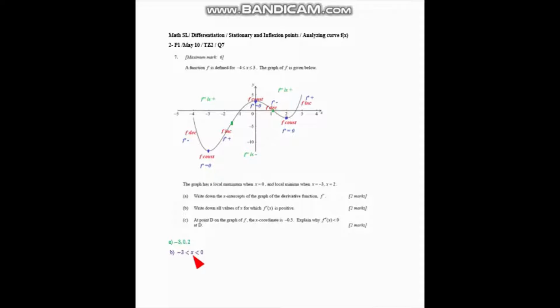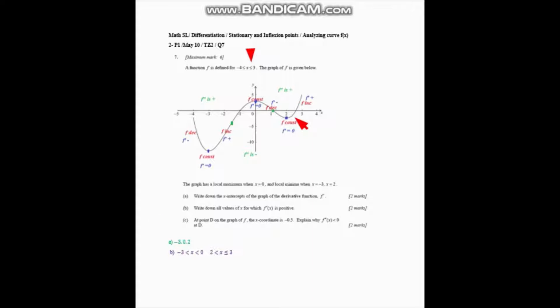As for the second region, which is right there, it is described as follows. 2 is less than x less than or equal to 3, simply because the function is defined only until 3. So for any value greater than 2 within the domain of the function, my f dash is positive.